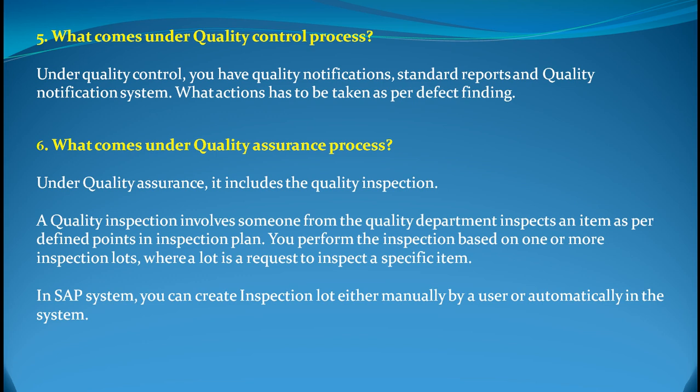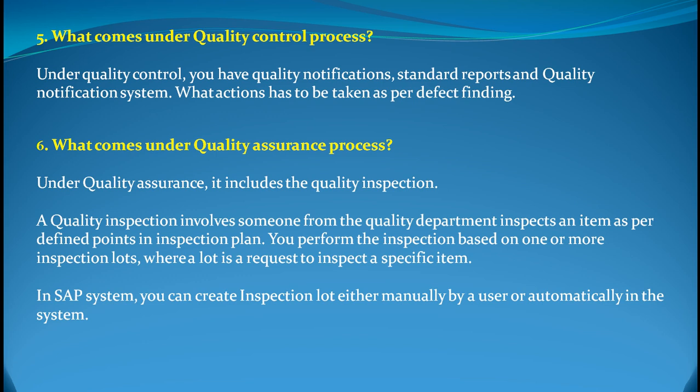The fifth question is, what comes under quality control process? Now this is actually a very vast process because it has n number of checks, but here I am just trying to explain what the quality control process is all about in the shortest lines possible. Under quality control, you have quality notifications, you have standard reports, and the quality notification system. And then you also have the actions that are to be taken as per the findings of the defect. Now if you have found a defect in the production line or in the end product, then there are some actions to be taken. Now these actions are also part of the quality control process.